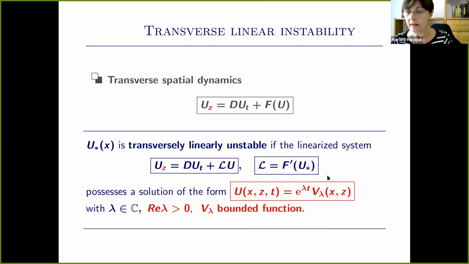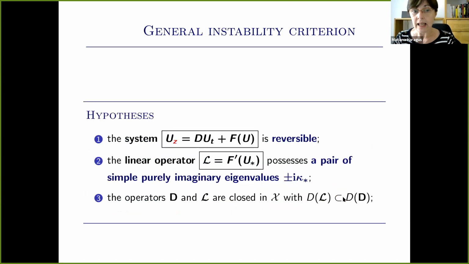And of course, the type of function v_λ that we consider here gives us the type of perturbations for which the wave is unstable. In particular, in our case, we will consider v_λ to be periodic in both x and z. And then the general instability result, which is a quite simple instability criterion in this context, is that under the following three hypotheses, actually the first two hypotheses are the main ones.